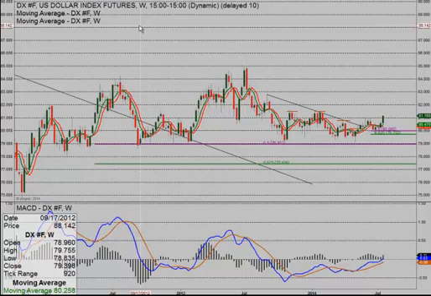It could make the dog days, the slower months of summer, a lot more fun, a lot more interesting than they have been the last couple of years, with a potential big breakout here.